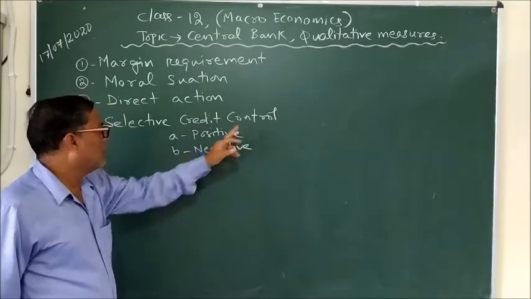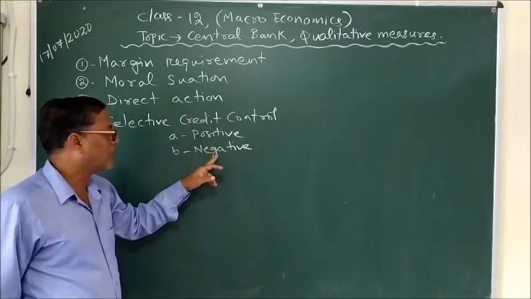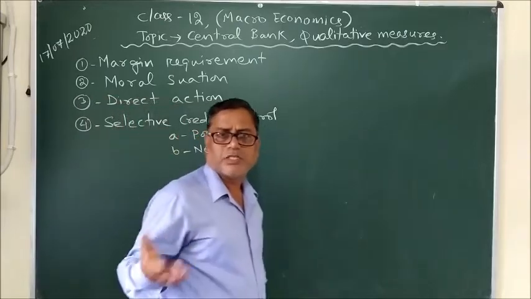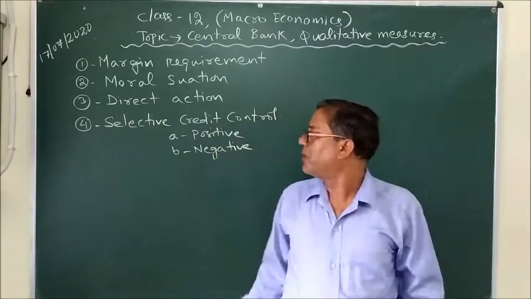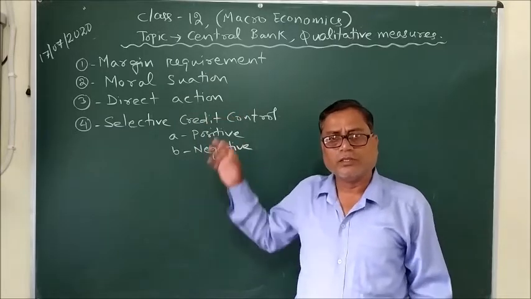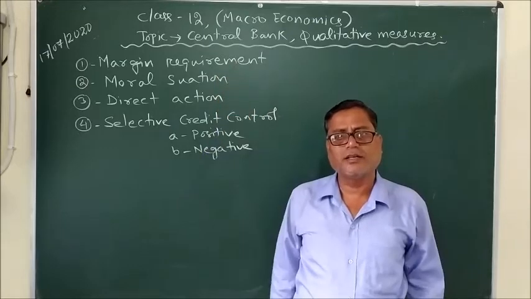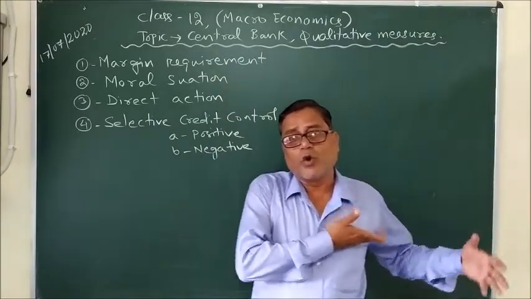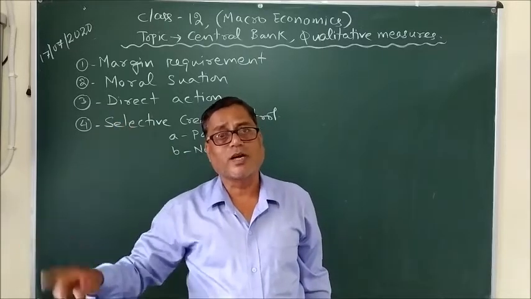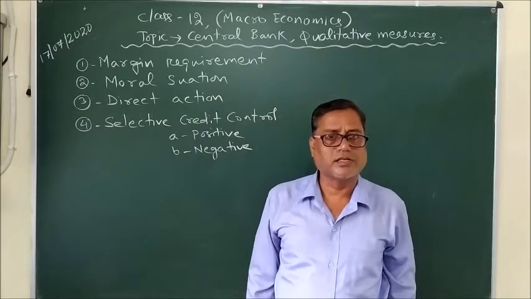So in this way, there are two types of selective credit control. Something is positive and something is negative. So what is positive and what is negative? The example I just gave you is an example of positive selective credit control. Under this category, the central bank makes such plans that more loans are channelized towards a particular selected sector, like in our example, the agricultural sector.